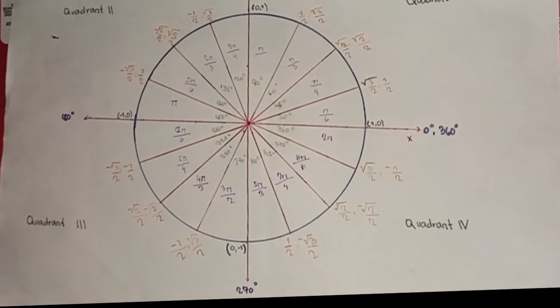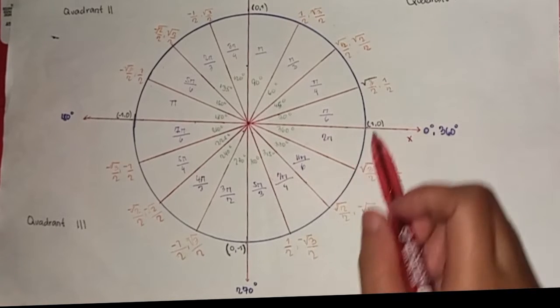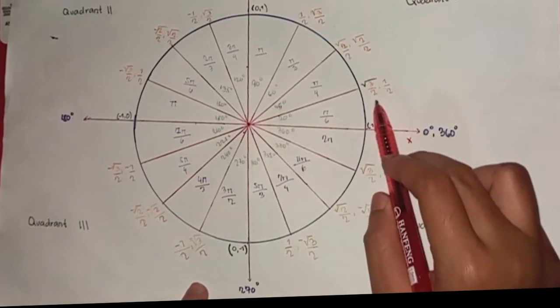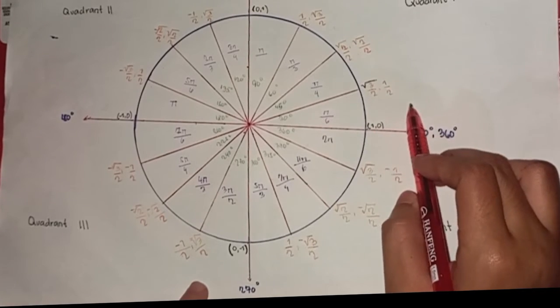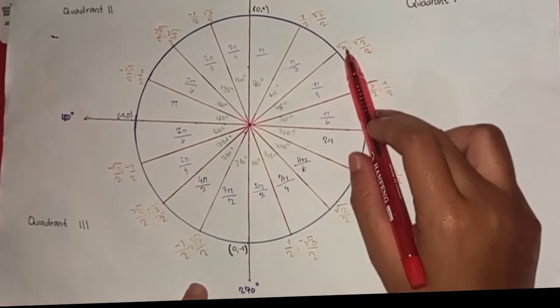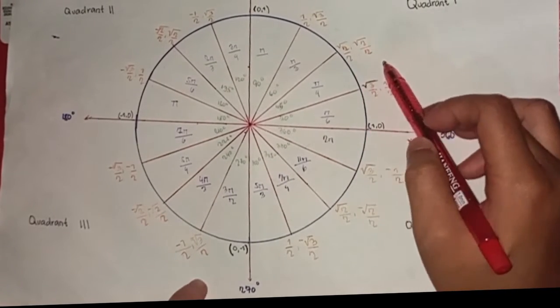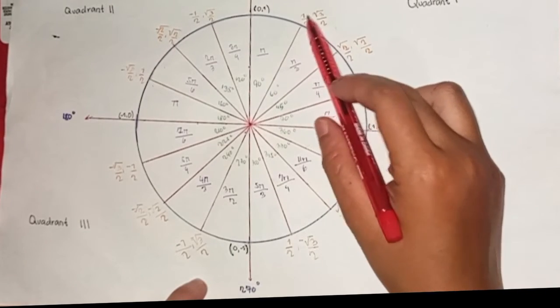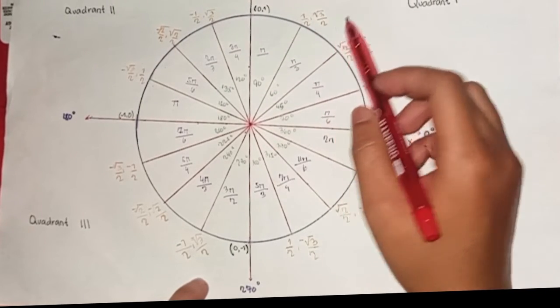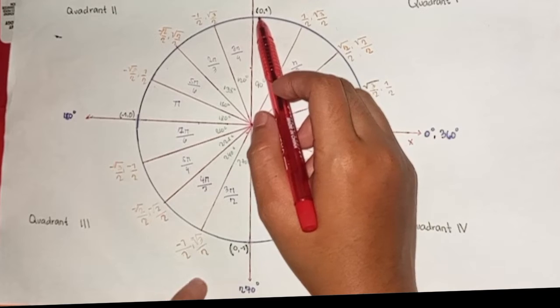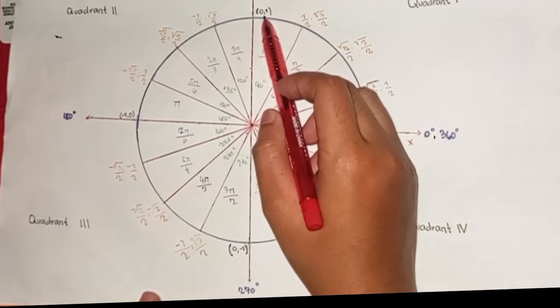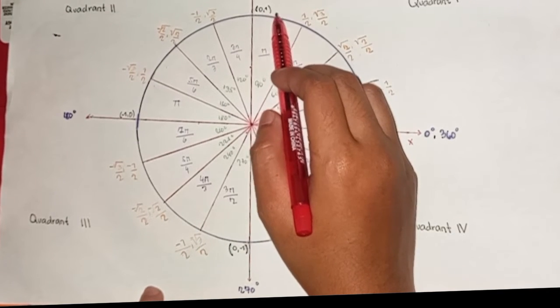To fully understand the unit circle, we need to know the x and y coordinates of these angles. Since in quadrant 1 the x and y values are both positive, for 30 degrees we have root 3 over 2 and 1 half. In 45 degrees, we have root 2 over 2 and root 2 over 2. In 60 degrees, we have 1 half and root 3 over 2. In 90 degrees, we have 0 for x and a positive 1 for y.